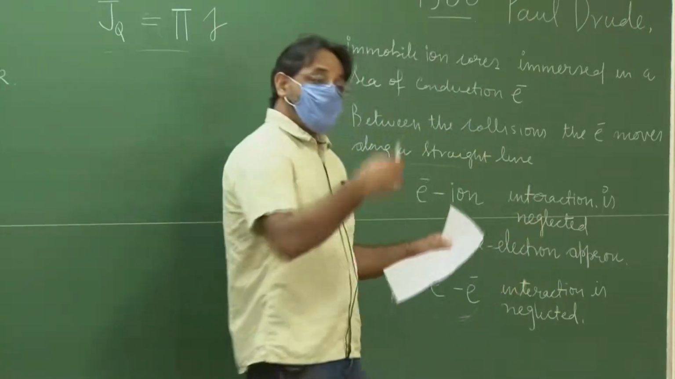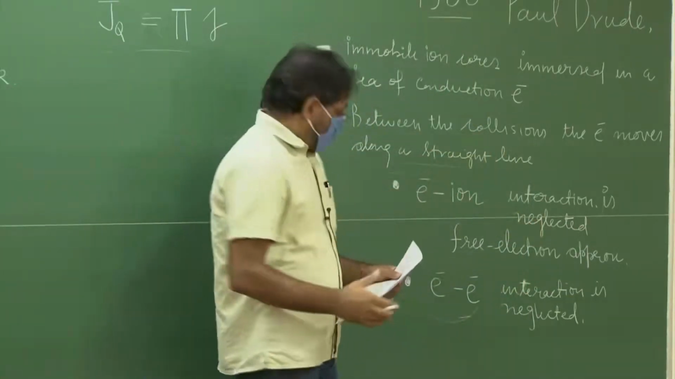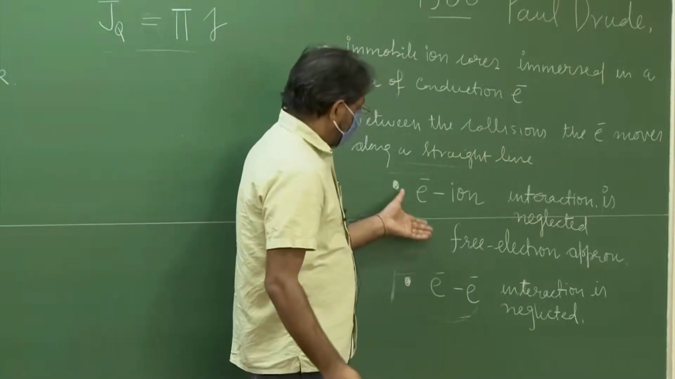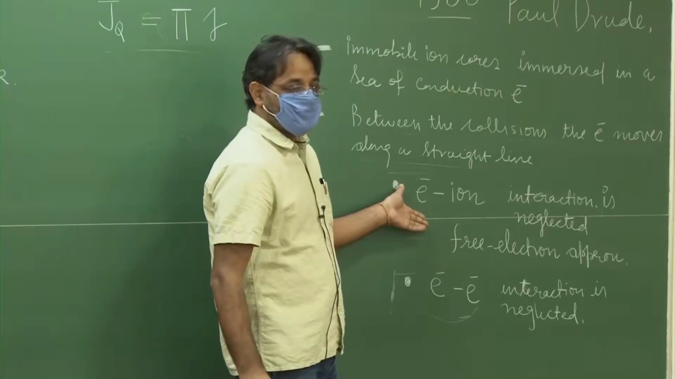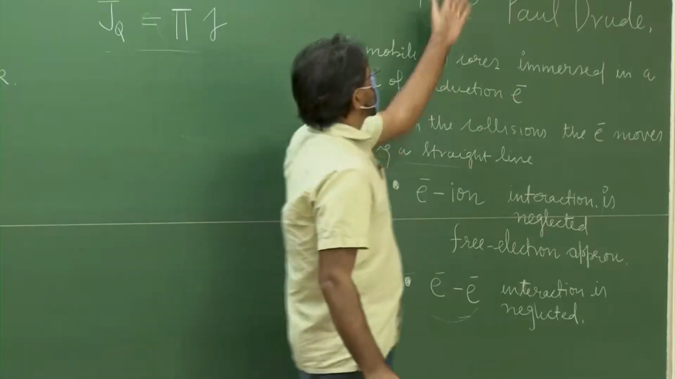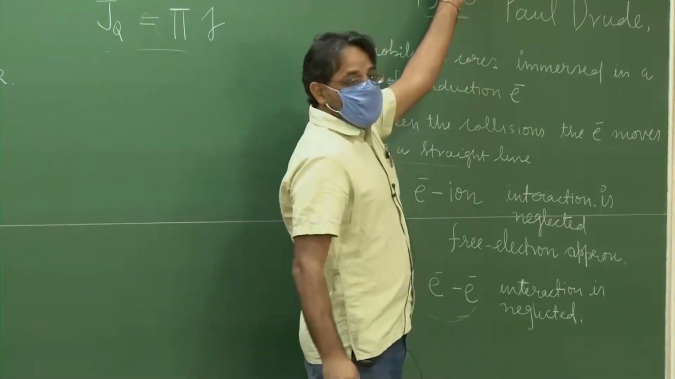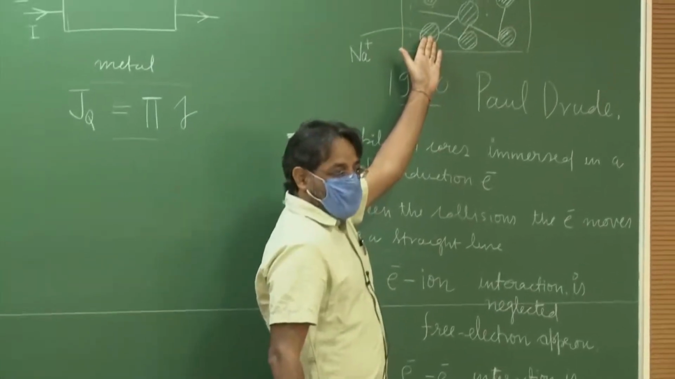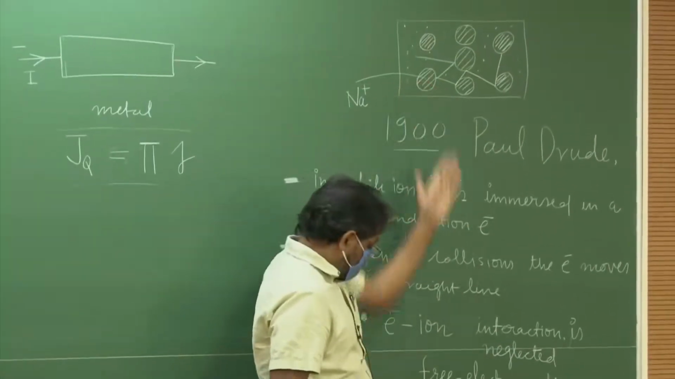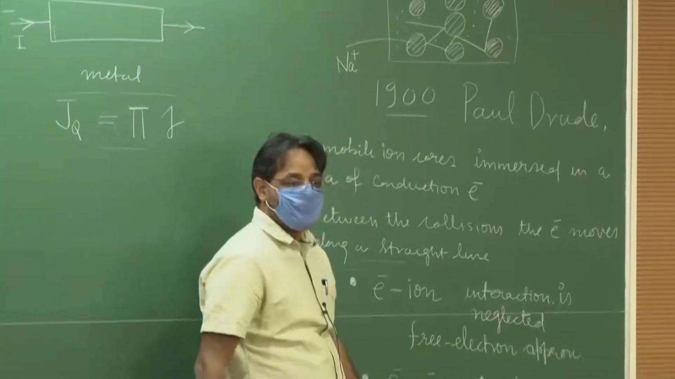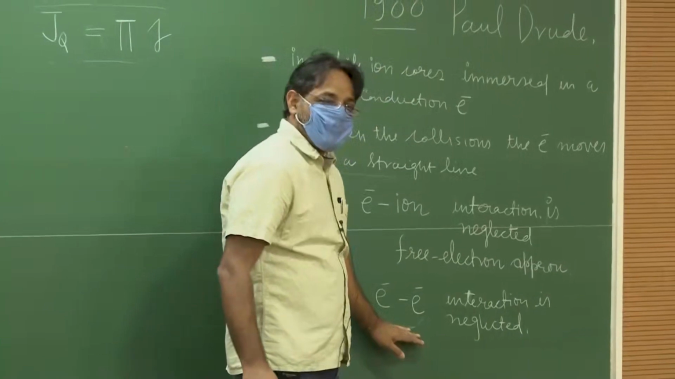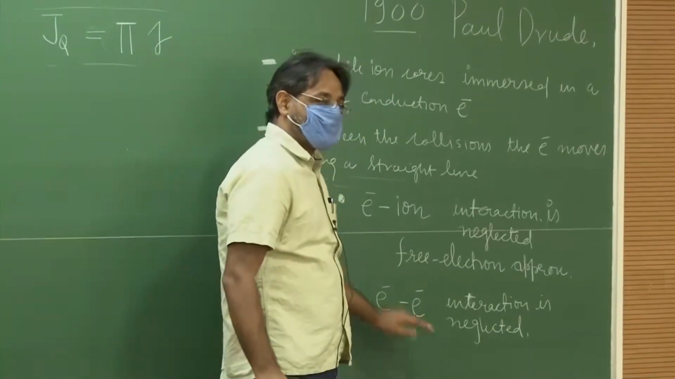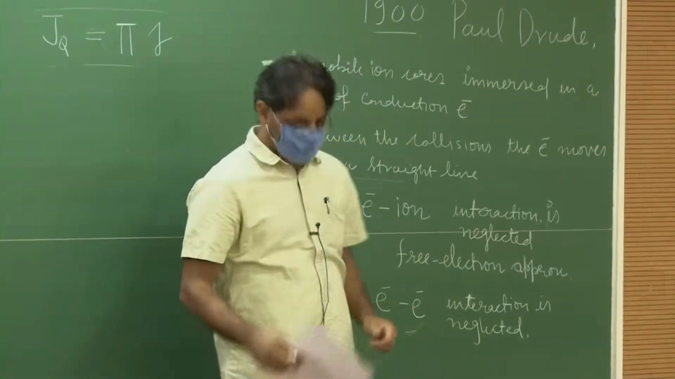So even when we go to a more advanced model, we will throw away the electron-ion interaction approximation. We will also throw away this assumption that the ionic cores are immobile. But this one will remain because it does not hurt us. This is the reality: the screening takes care of the electron-electron interaction.